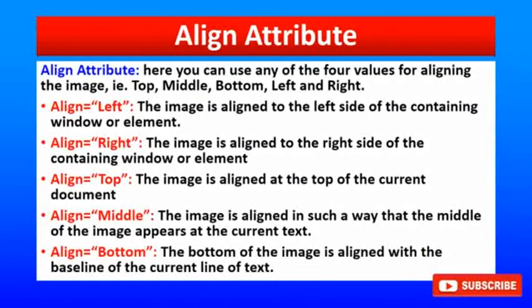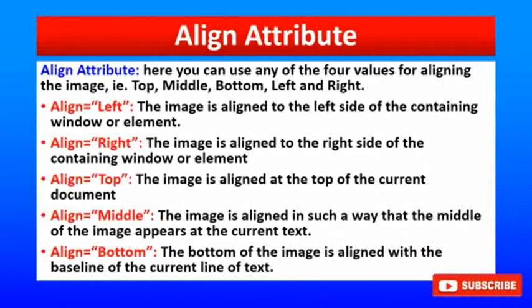Then another thing is align is equal to top. Now the image is aligned to the top of the current document. Now this align is equal to top doesn't work in all conditions, that we will check in practicals. Then align is equal to middle. The image is aligned in such a way that the middle of the image appears at the current text or next image. That I will show you in practical.